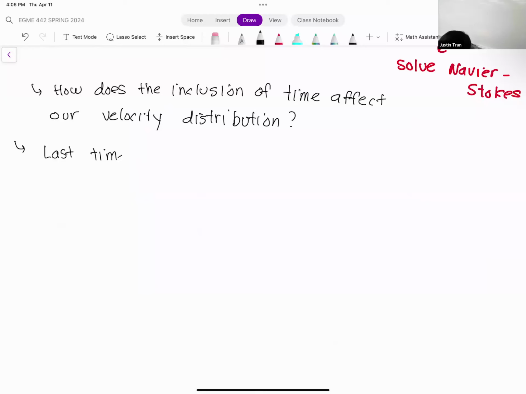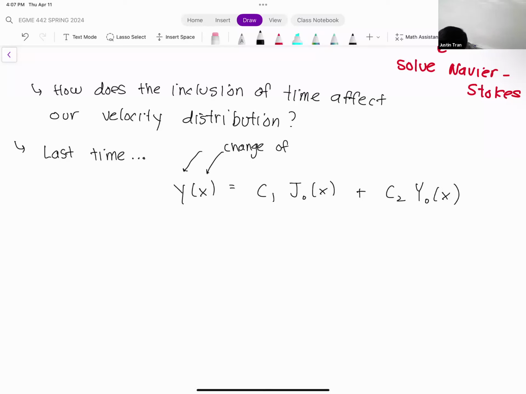So last time, we have y of x is equal to C1 J0 of x plus C2 Y0 of x. And if you remember from last time, the reason we have y and x here is that these are our change of variable variables. We didn't just all of a sudden switch to Cartesian coordinates. We're still in cylindrical coordinates. It's just we use these y and x variables to make our equation a little more convenient to work with. But we are going to eventually convert back to uz and r.